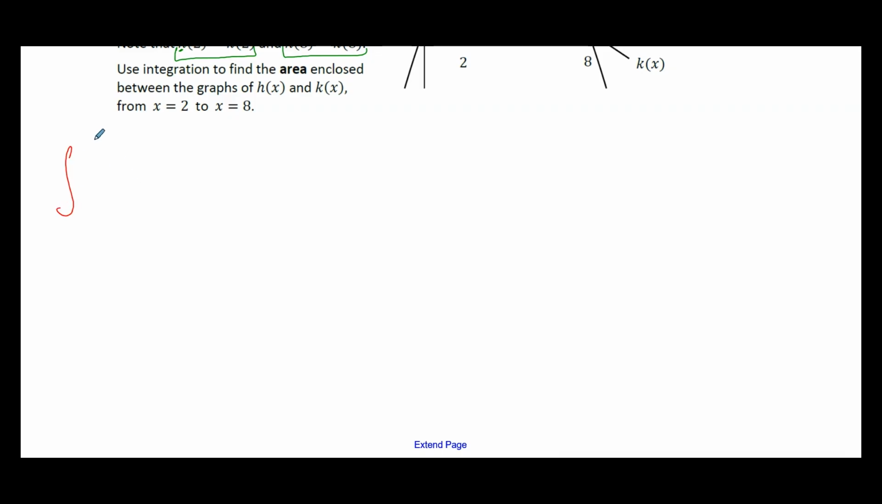Okay, so how do we calculate the area between the two lines? We integrate in the interval from a to b, b being the higher and a being the lower, and we consider the function with the higher y value minus the function with the lower y values. Now, what do I mean by that?